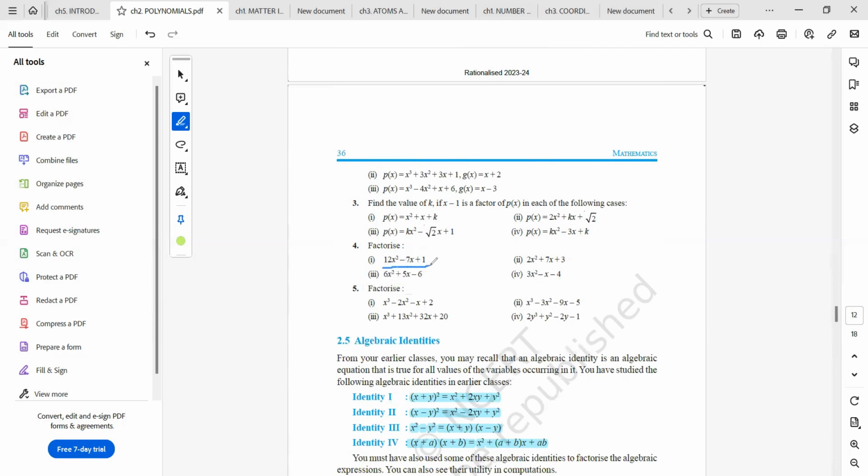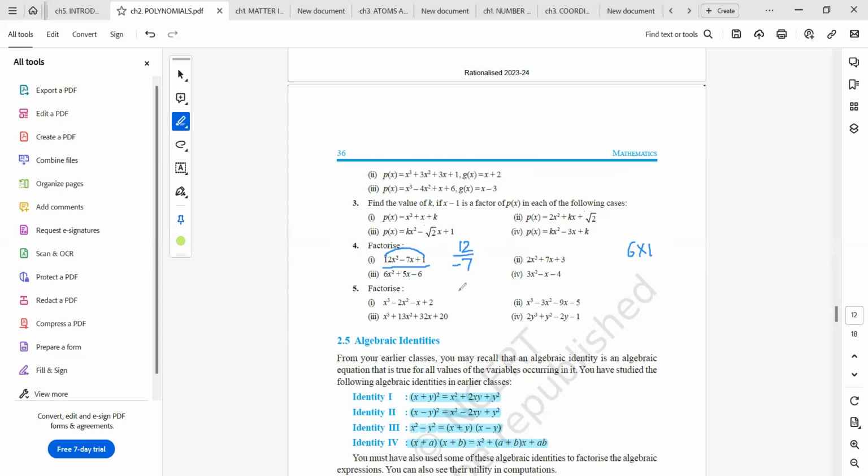12x squared minus 7x plus 1. So if I multiply this and this, so the multiplication should be 12 into 1 is 12. And this term should be minus 7. So which two quantities we can take? We can take 6 and 2 to make 12. But 6 plus 2 will not make 7. We can take minus 6 and plus 1. But 6 and 1 will not make 12. Oh, yeah. We need it to be 12.